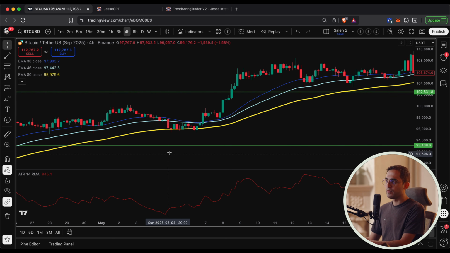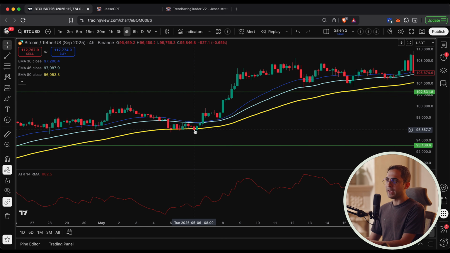So the ATR, you want to multiply it by a certain number and then add or subtract it from our entry price. Now, once you write the code, it will become more clear for you if it's not already.